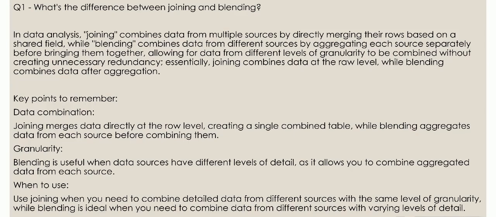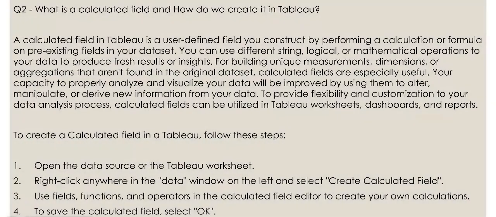Key points to remember: Data combination: joining merges data directly at the row level, creating a single combined table, while blending aggregates data from each source before combining them. Granularity: blending is useful when data sources have different levels of detail, as it allows you to combine aggregated data from each source. When to use: joining when you need to combine detailed data from different sources with the same level of granularity, while blending is ideal when you need to combine data from different sources with varying levels of detail.